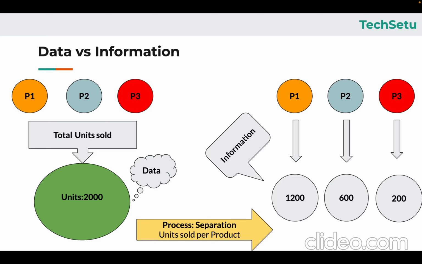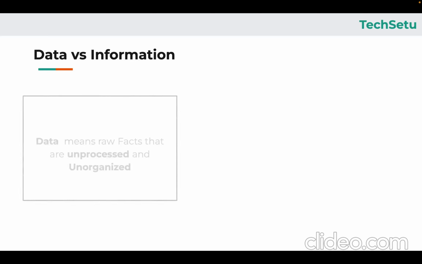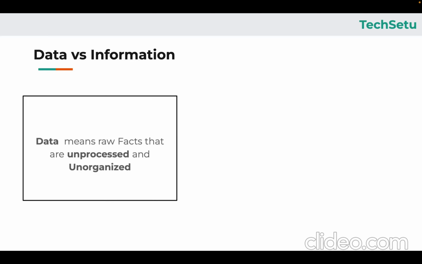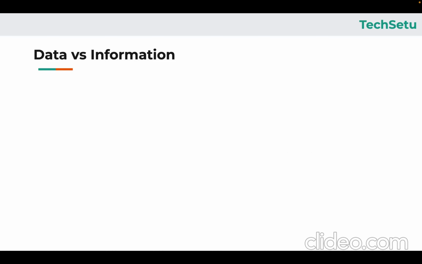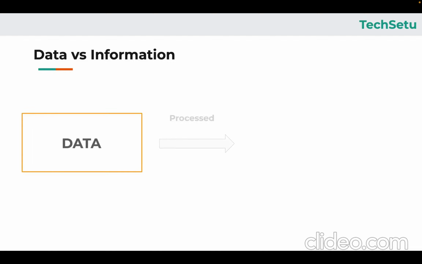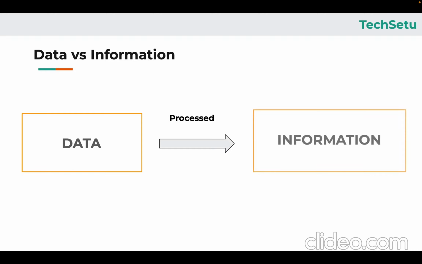So what we can conclude from this example is that data is unprocessed. They are the raw facts, unprocessed and unorganized, whereas information is processed and organized. So the data, when it is processed through a certain process, gives us information which is meaningful and helpful to take certain decisions. So this was a small example to understand data versus information.